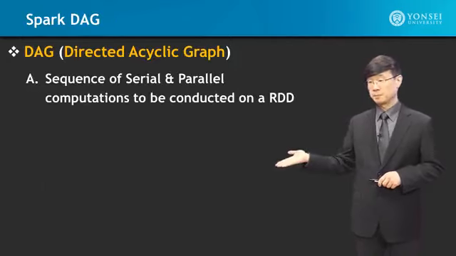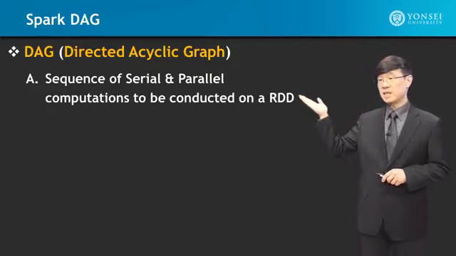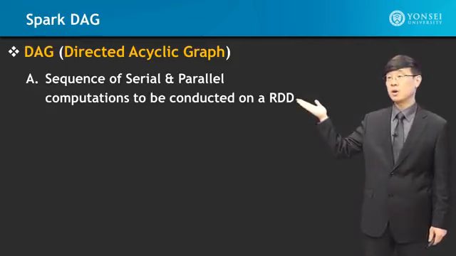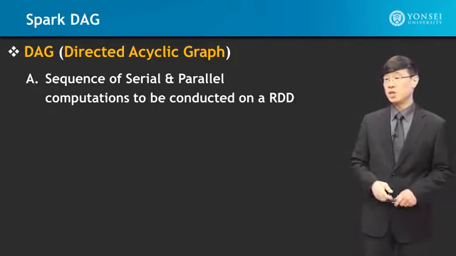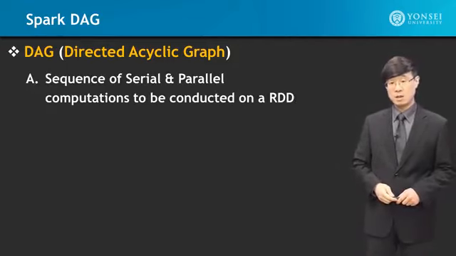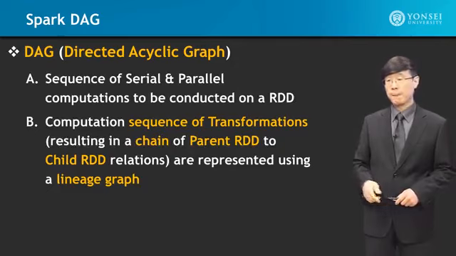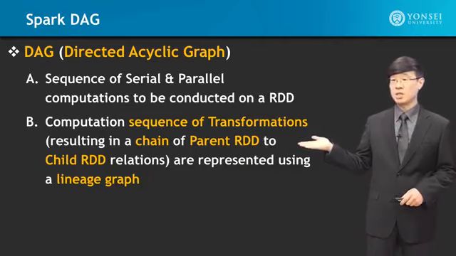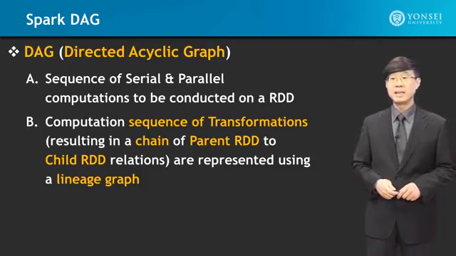Spark DAG. DAG stands for Directed Acyclic Graph. It is a sequence of serial and parallel computations to be conducted on an RDD. The computation sequence of transformations results in a chain of parent RDD to child RDD relations, which are represented using a lineage graph.